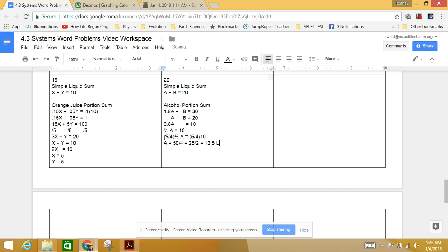So I got 12.5 liters of solution A of antifreeze that's got the 18% alcohol. And I'm going to take that 12.5 and plug it in up here. So I get 12.5 plus B equals 20. I subtract 12.5 from both sides, and I'm going to get B equals 7.5. So I've got 7.5 liters of the B antifreeze, which is the 10% solution, and 12.5 liters of the A, which is the 18% solution. And we're done. How'd you do?